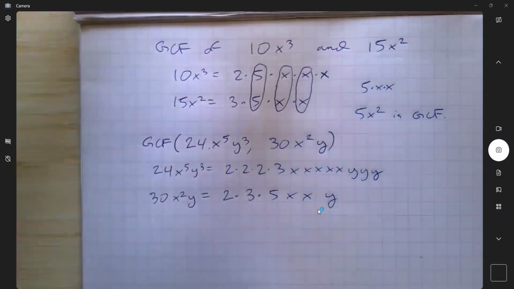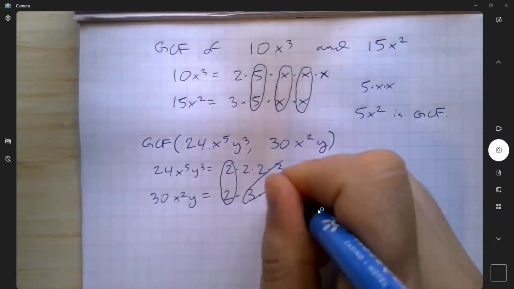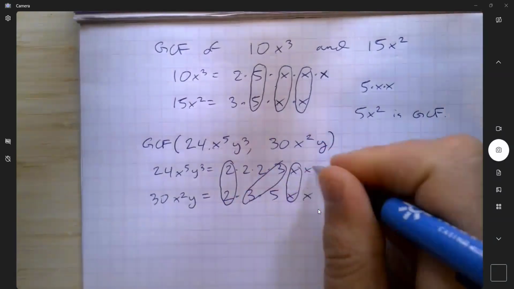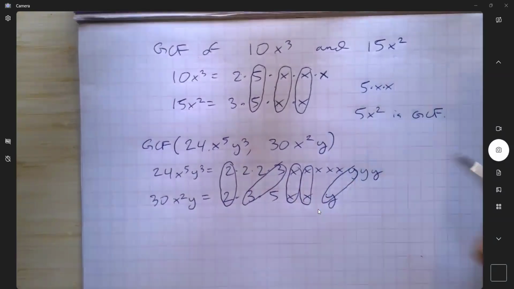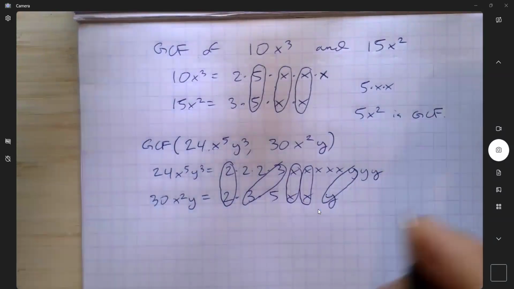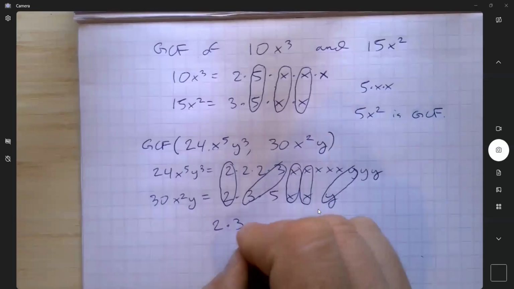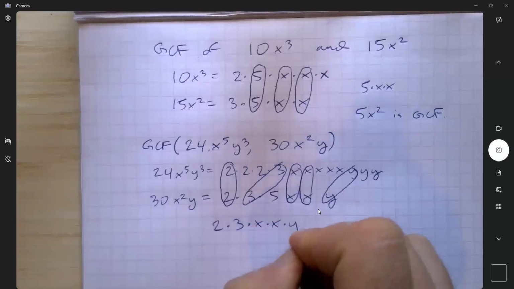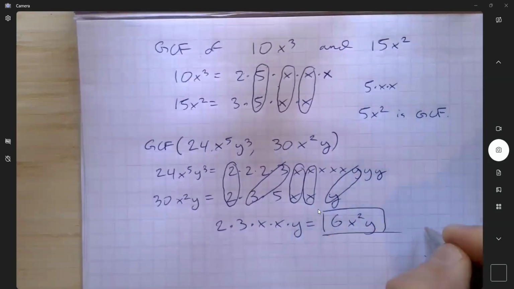And now I look for shared factors. There's a 2 that has a partner and a 3 that has a partner. X and X has a partner and Y has a partner, and that's it. Nothing else that isn't already circled appears in both expressions. So my greatest common factor is 2 times 3 times x times x times y, or 6x squared y.